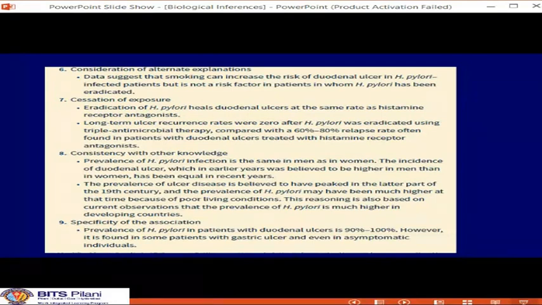Cessation of exposure. Now, very often people are given 3 or 4 medications to get rid of all the H. pylori in the stomach, and you can find the peptic ulcer goes away. And in people in whom the H. pylori doesn't come back, the ulcer doesn't tend to come back either.